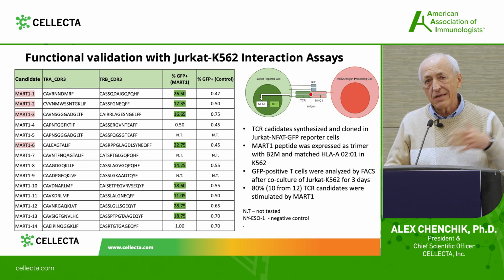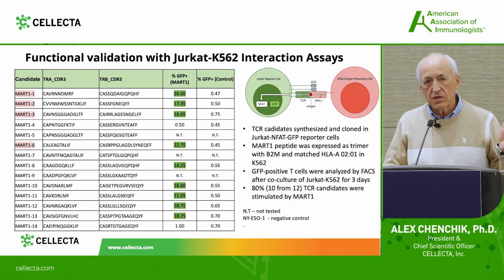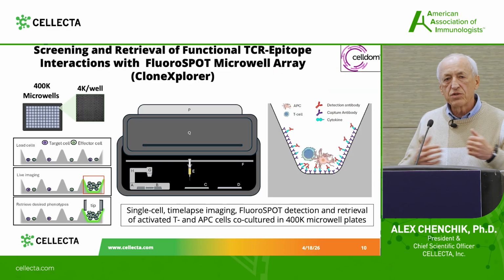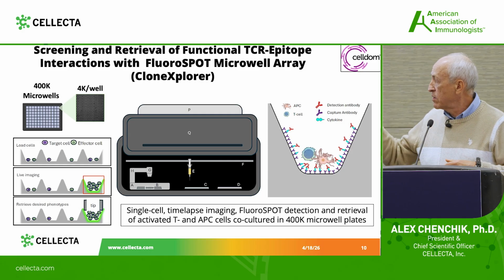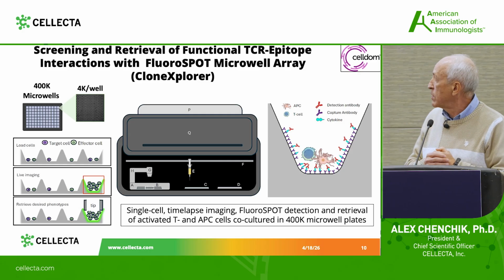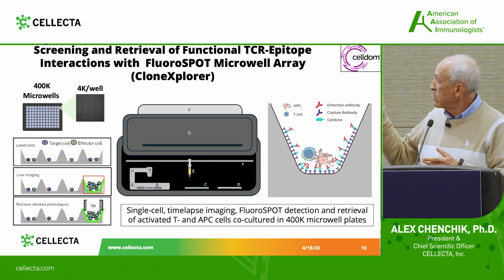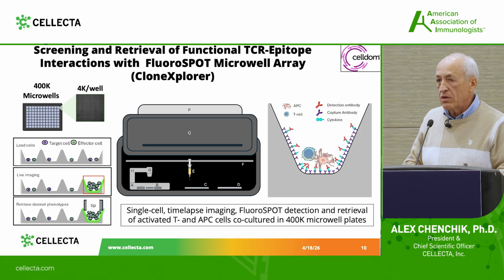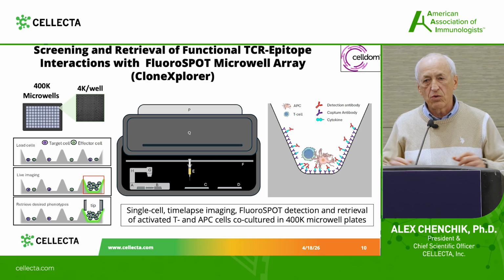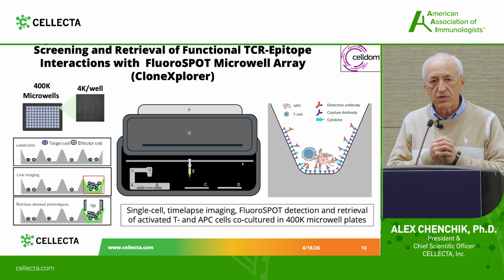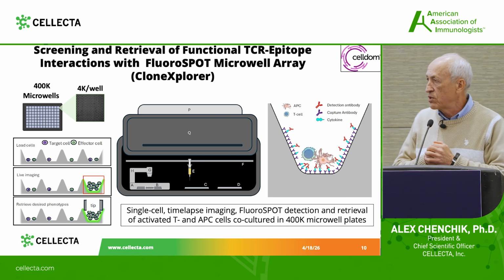The question is, okay, we ran this classical assay. Can we make it better, generate more information, and try to go to higher throughput? We looked at different technologies available right now in publications or on the market, and we found that this platform, produced by the Celldom company, an instrument called Clone Explorer, is very cool and can be used for a co-culture experiment where you incubate antigen-presenting cells and T cells together and look at the phenotype of these cells to see if they activate each other.